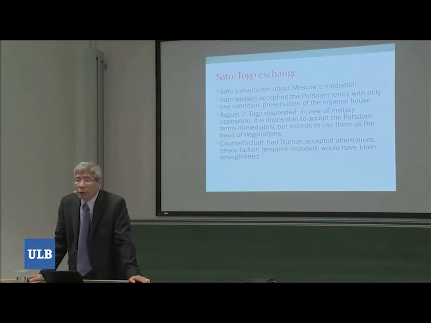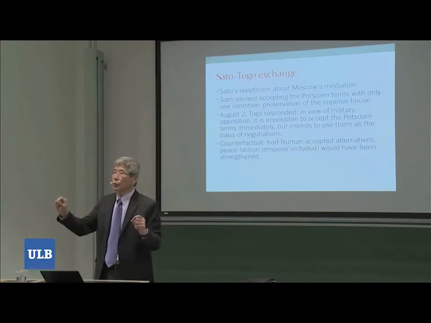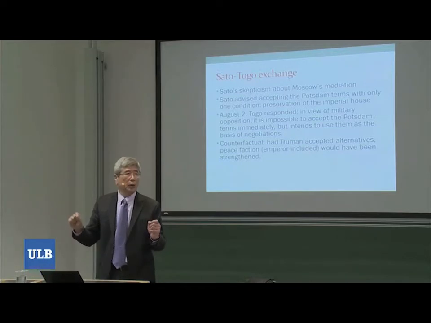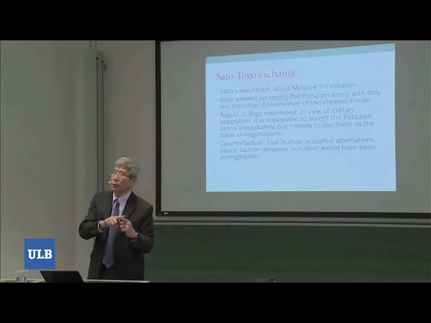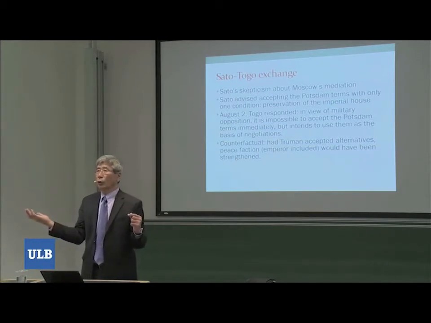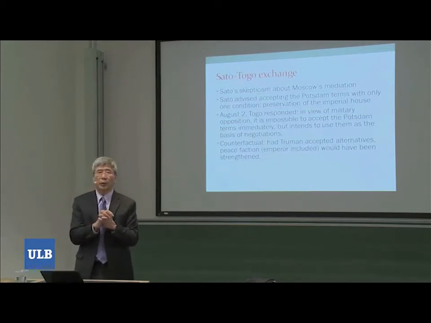The military probably still might have opposed, and yet the correlation of forces between the military and the peace party, those people surrounding the emperor, right, might have changed in favor of the peace party. And then the war party's power might have been very severely weakened. Now there's one possibility that we can maintain: we can maintain the Kokutai, the imperial house.